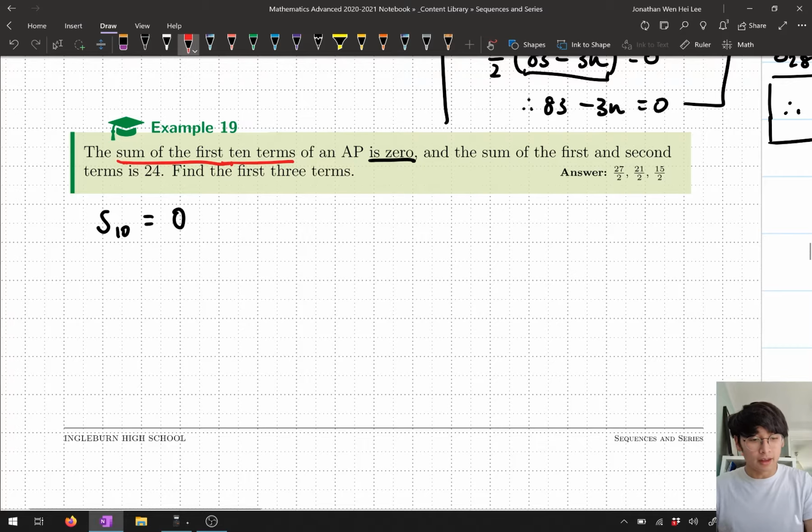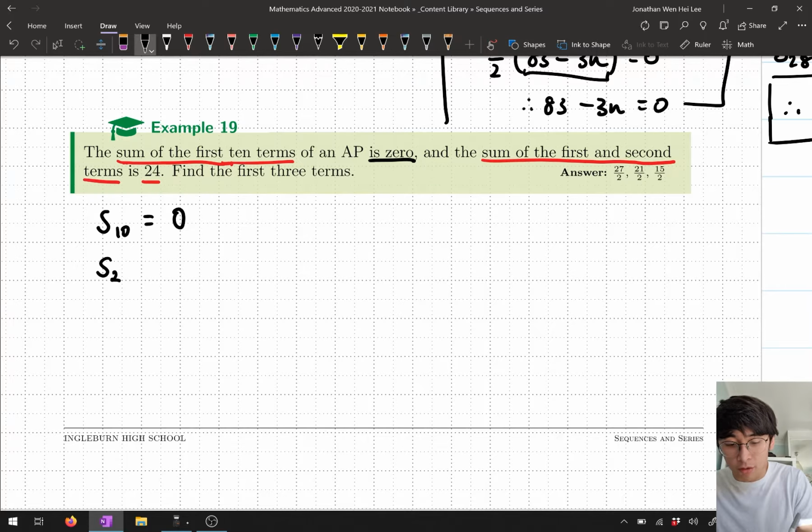Okay, and the second thing is the sum of the first and the second term is 24. So how do we write that in our partial sum notation? Well, that's just going to be S2, because that's the first and the second term, is equal to 24. Okay, so from here, what we want to do is figure out what the first three terms are. Now, here, we don't have very much to work with.